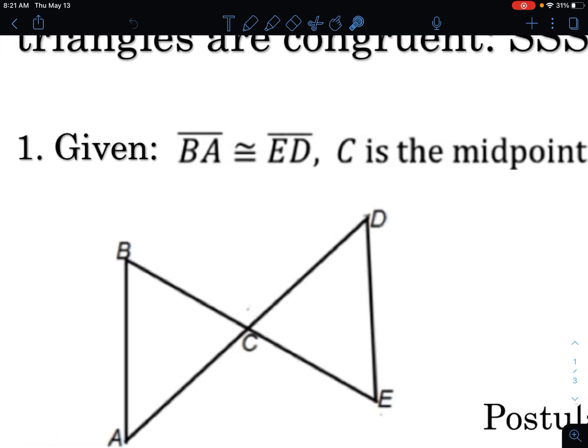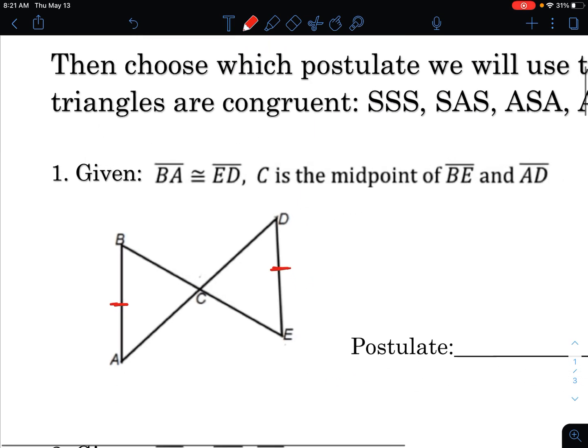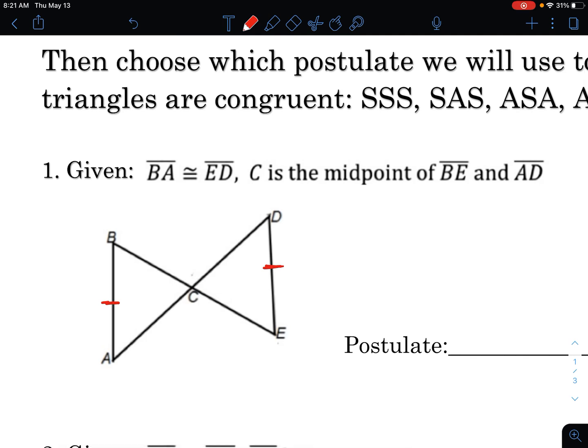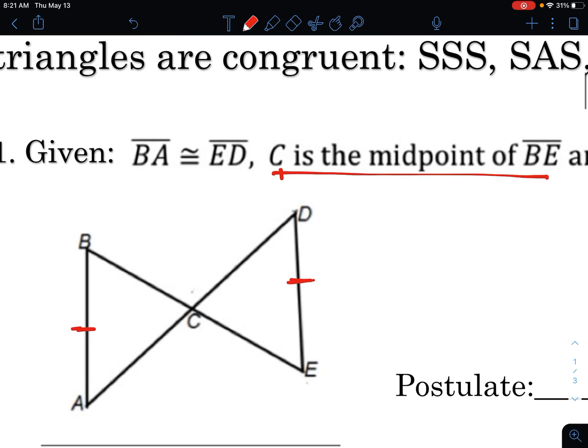So let's go with the first one. It says BA is congruent to ED, so I'm going to mark that up. If they give you more things, mark it up. C is the midpoint, right? I can use that to mark something up because they're giving it to me. I wouldn't give it to you if it was meaningless. C is the midpoint of BE. What does that mean? That means that BC is congruent to EC.